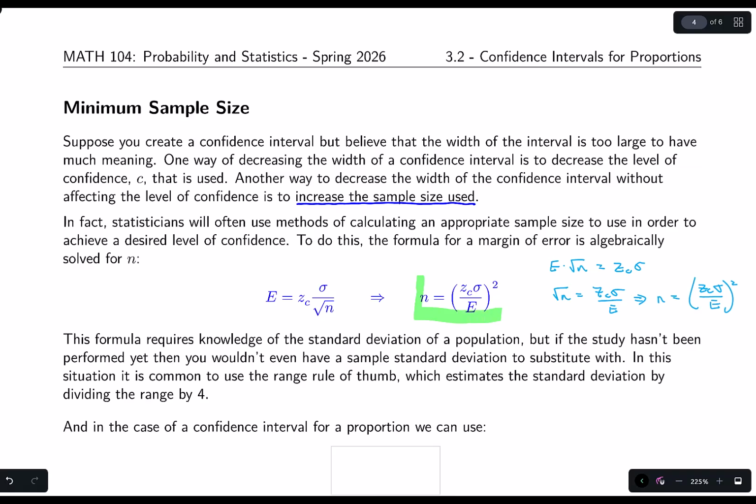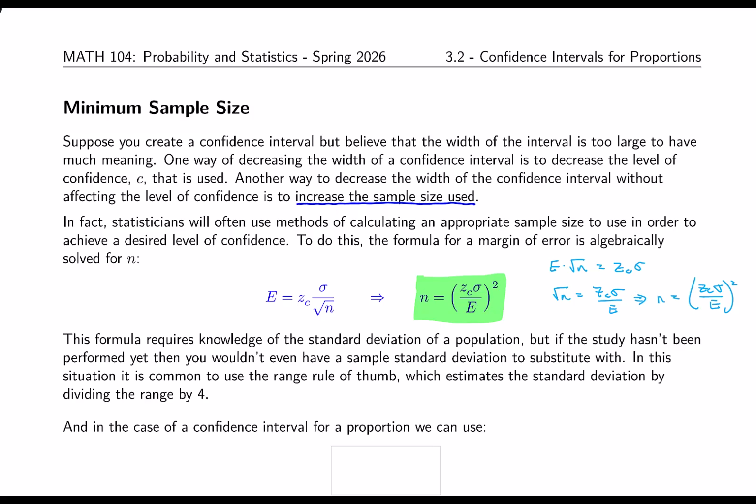So that is a formula for the minimum sample size required to keep a certain level of confidence and rein in the width of your confidence interval. Now, this formula requires the values of three things. So you need to decide what the width of your interval is going to be, your level of confidence, but you would also need to know what the value of your standard deviation is. And if you haven't done your study already, that's a rather difficult thing to actually know.